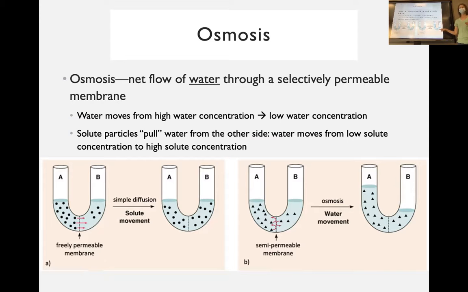And in any problem I give you or any question, I'll tell you what can move across the membrane. Sometimes the solute can, sometimes it's just the water. In this case, just the water can move back and forth. The solute has to stay on one side or the other. So that water is going to move towards where there's more solute.